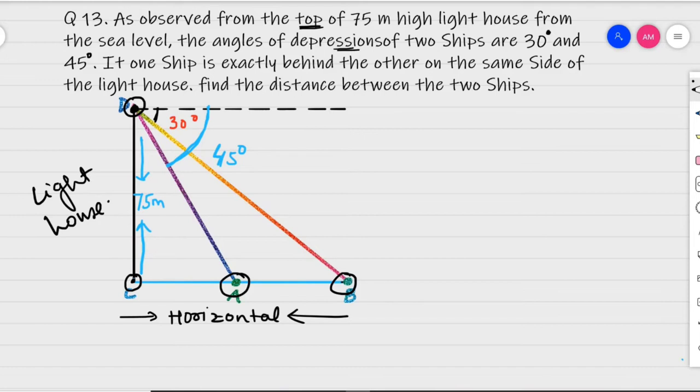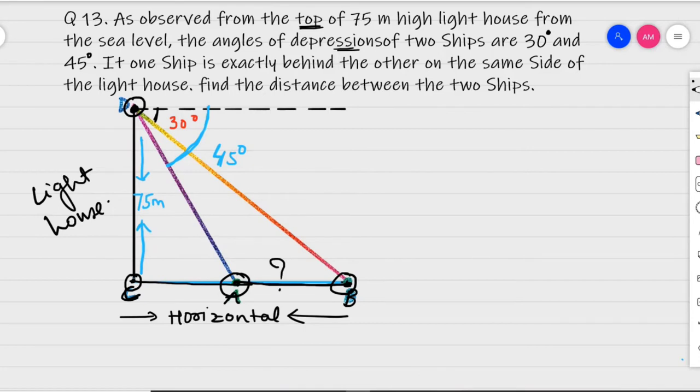If one ship is exactly behind the other, that means both of them are on one line, and the foot of the tower is also on the same line. So point C, point A and point B are collinear. That you have to keep in mind. If one ship is exactly behind the other on the same side of the lighthouse, see, ship A and ship B are on the same side, not on either side. Find the distance between the two ships. You have to find the value of AB.